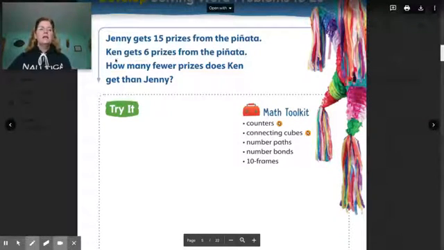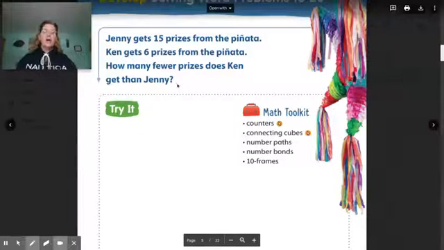Here we go. Jenny gets 15 prizes from the piñata. Oh, yum. Ken gets 6 prizes from the piñata. How many fewer prizes does Ken get than Jenny? One more time. Jenny gets 15 prizes from the piñata. Ken gets 6 prizes from the piñata. How many fewer prizes does Ken get than Jenny?